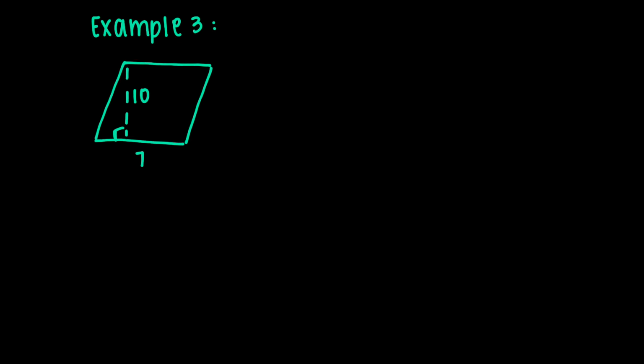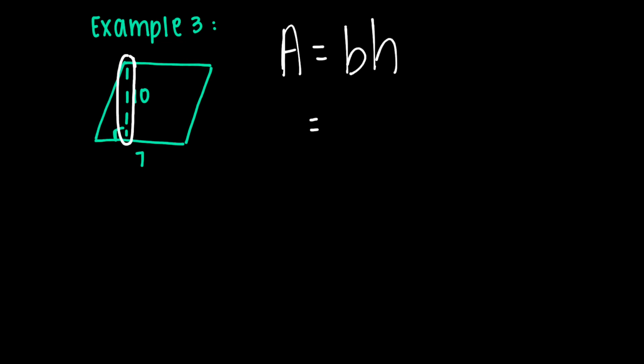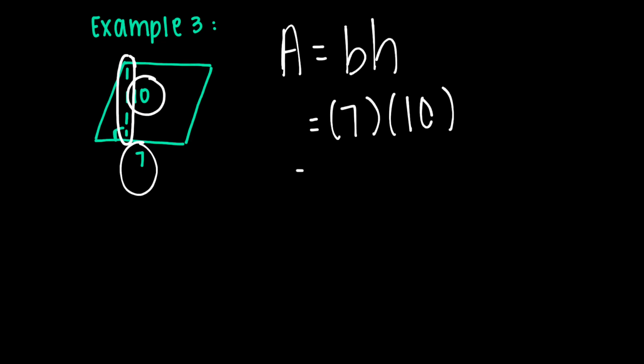Example 3 is a general parallelogram. So area equals base times height. This is one where the height is already given to you. I show you that there is the right triangle on the inside. So my base is on the bottom. It's 7. And the height is right here. It is the height of that triangle, and it is 10. So my area is 7 times 10, and my area of this parallelogram is 70.